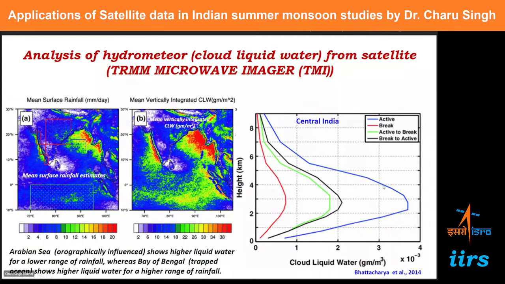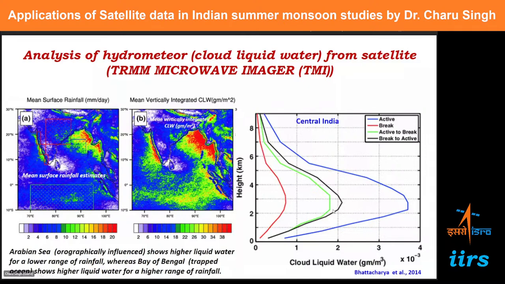The cloud liquid water has been analyzed using this TMI dataset for the active to break and break to active phases over the Central Indian region. And it has been noted that the cloud liquid water is very high during the active spell. It is also found to be high when there is a transition from break to active spell. This black line is for the break to active spell. So the amount of cloud liquid water for this time period was responsible for the formation of the cloud droplets that subsequently give a good amount of rainfall once that transition is completed from break to active.